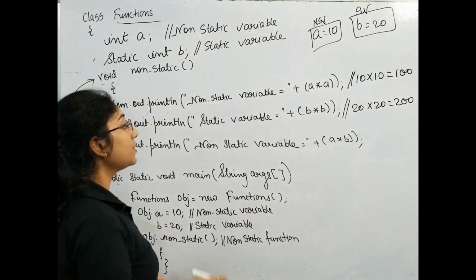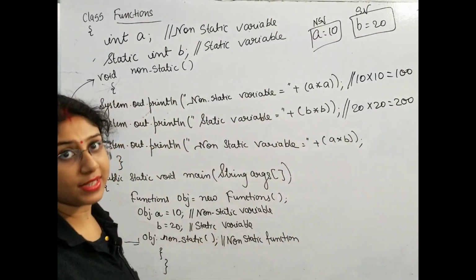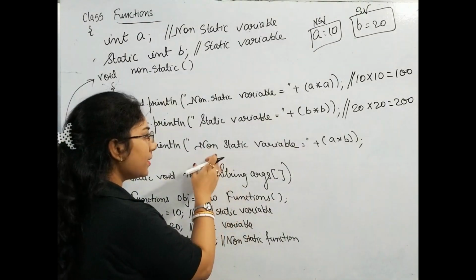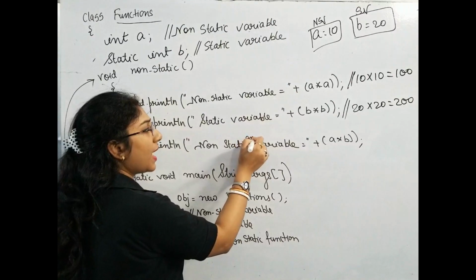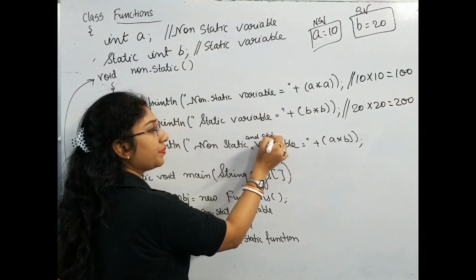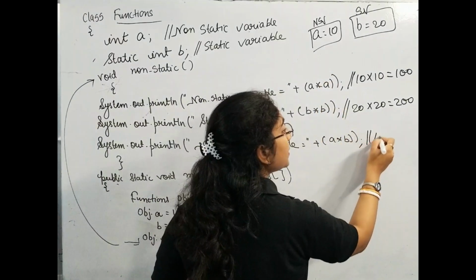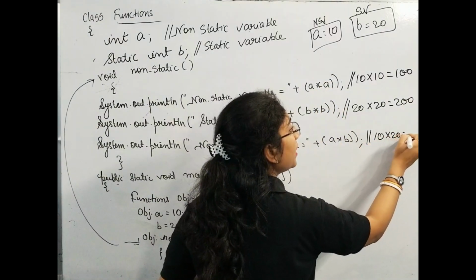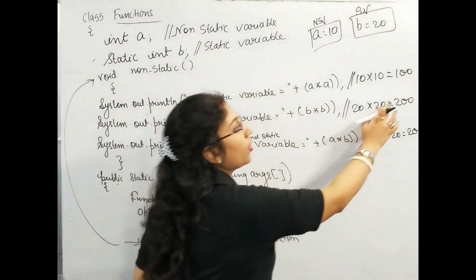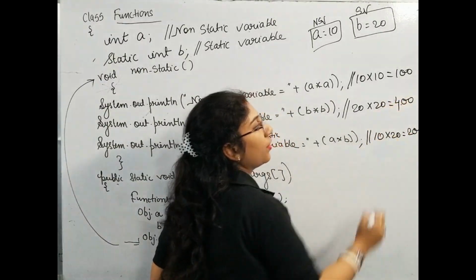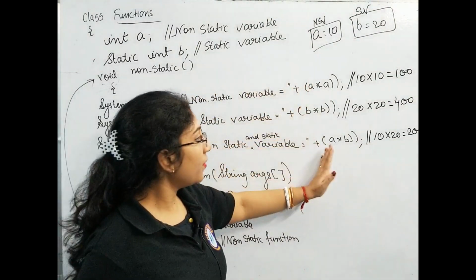Next, here I am performing a multiplication of a static variable and a non-static variable. So you can write non-static and static variable equals a into b. So what's the value of a? That is 10, and 10 into 20 will be 200. Clear? So in the following way we will get the output.